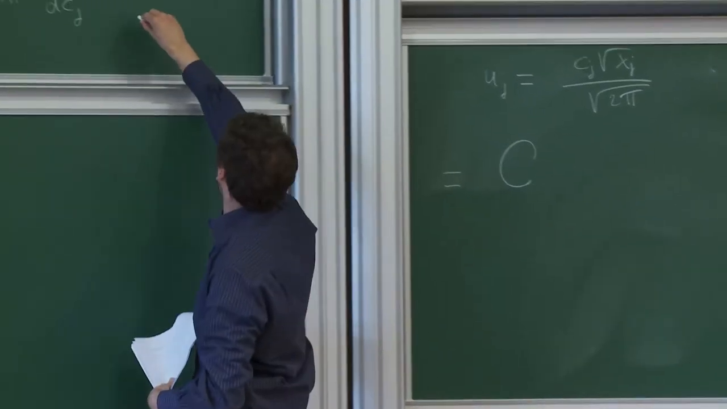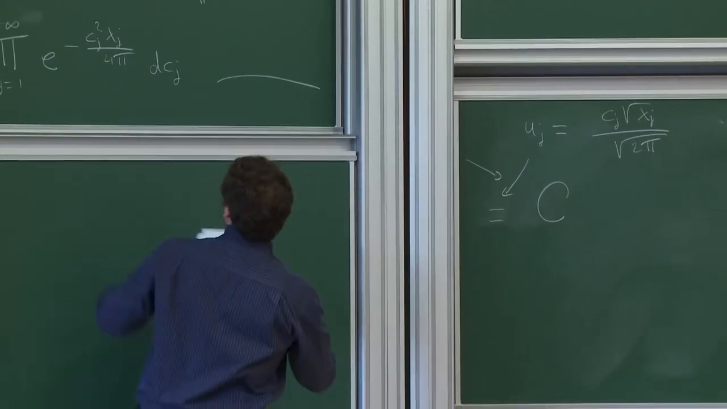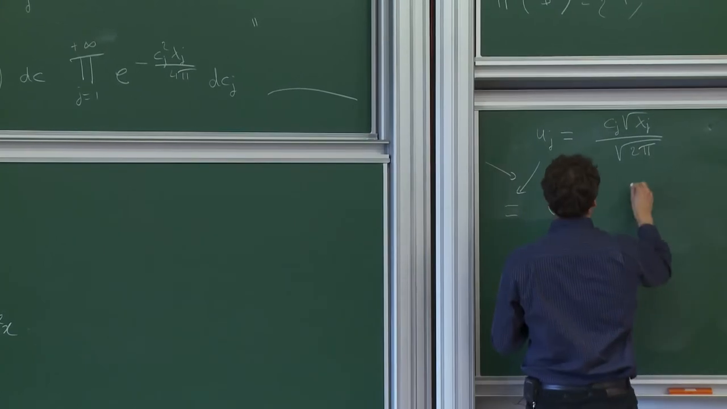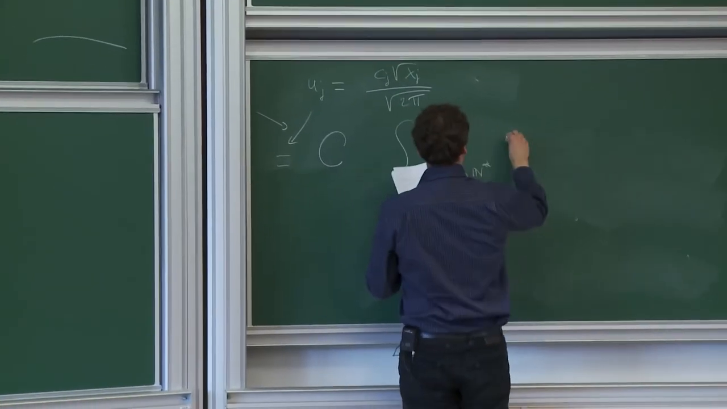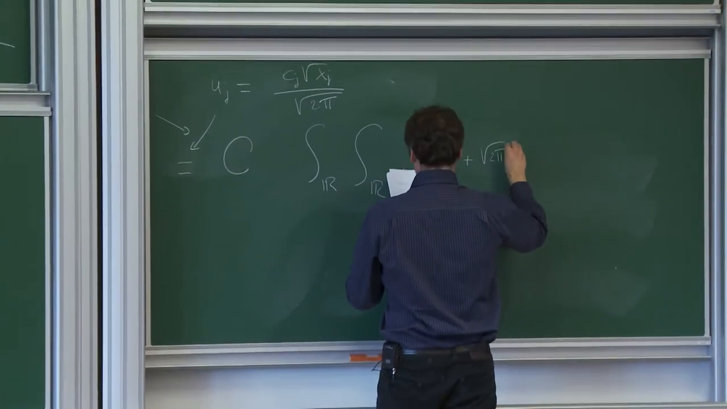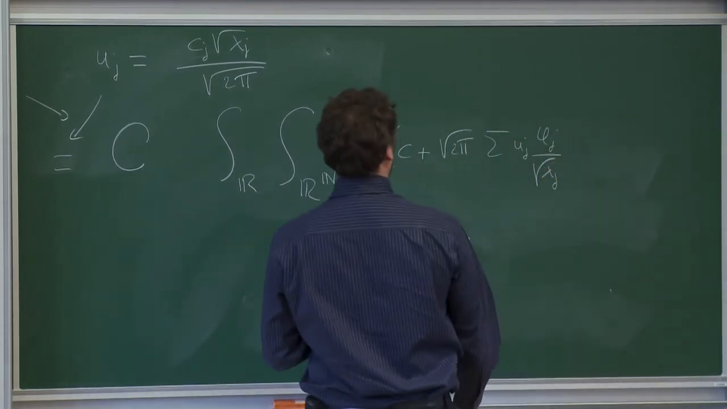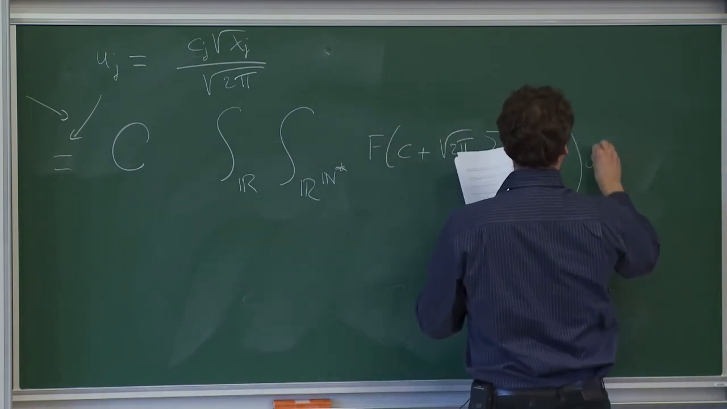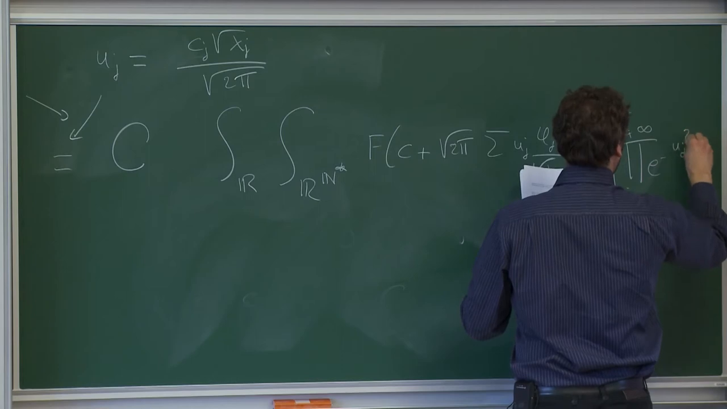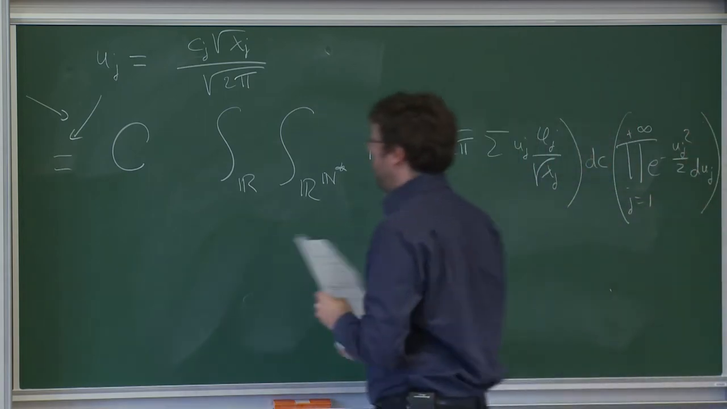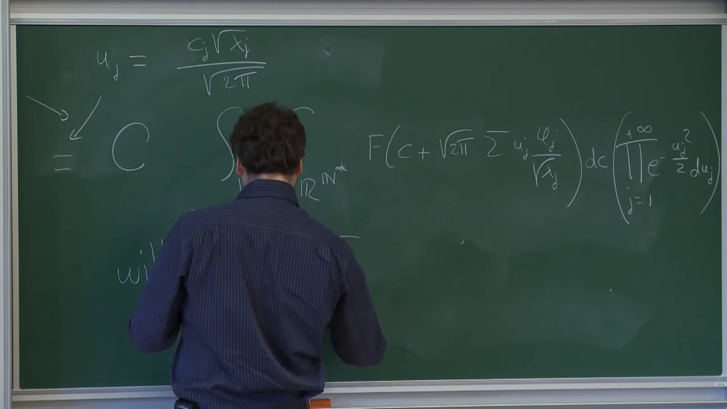So I'm continuing my computation here. So let's do it like this. Okay. So change of variable, this guy is equal to this guy, which is equal to a constant times the integral over R, all the sequences on R, of f of c plus square root of 2 pi, sum over uj phi j, square root of lambda j. I'm just doing a standard change of variable. dc, product for j equals 1 to infinity, exponential minus uj squared over 2 duj. So here is where you always get caught up, when you're doing formal computations, with this kind of infinite constant.